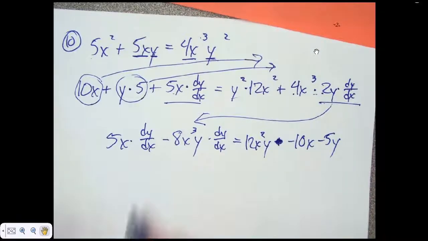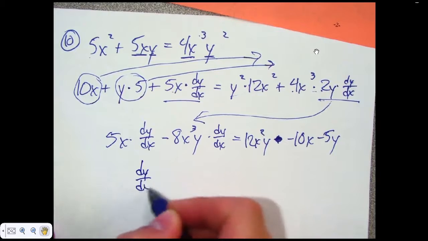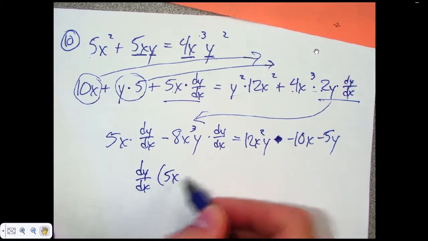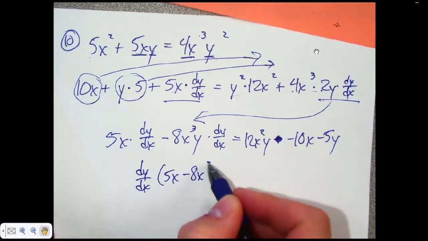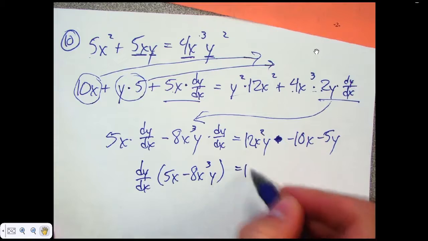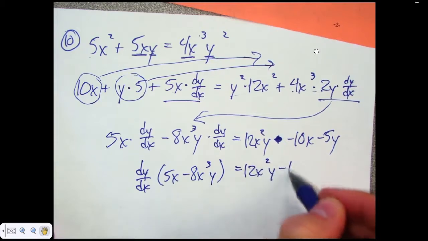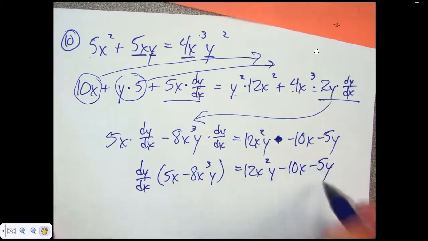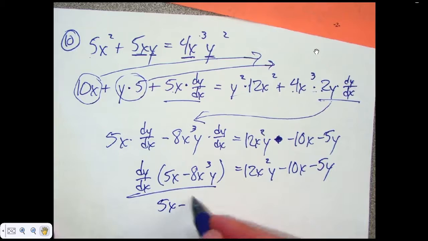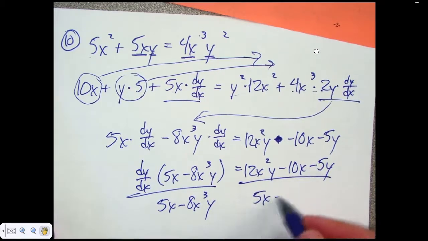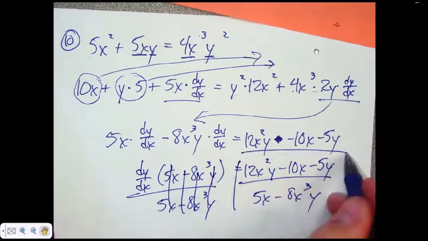Now you factor out a dy dx, which should leave you with 5x minus 8x to the third y. All this stuff over here is still there. And then you divide by the 5x minus 8x to the third y. These cancel out, and that is your answer.